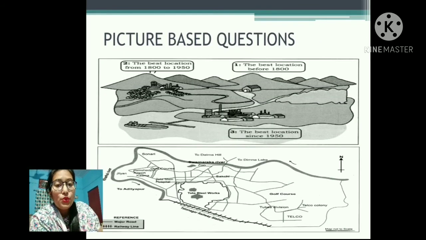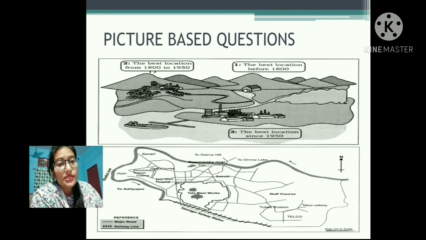Now coming to picture based questions. So students, here you can see 2 pictures, right? One picture at the top and the other one at the bottom. So based on these 2 pictures, we will have 2 questions in the next slide. First, I want you all to go through these pictures very carefully.